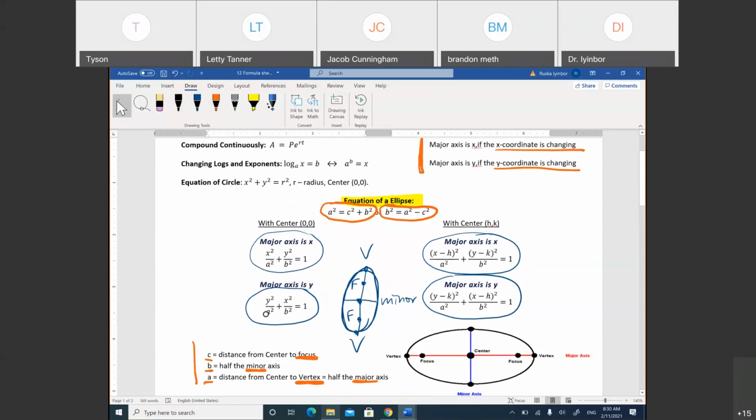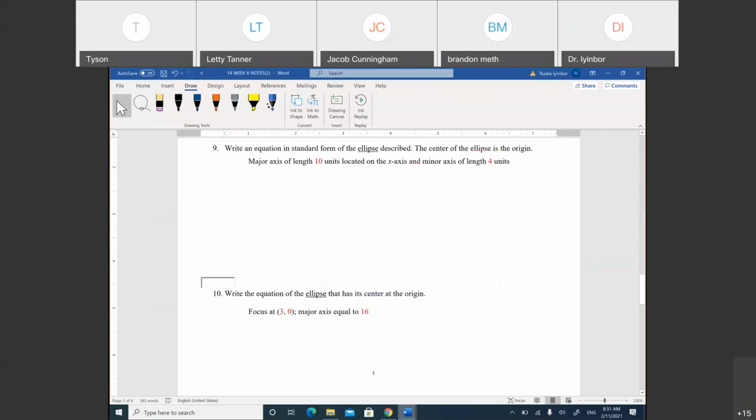And you have everything in this formula sheet. So when you do examples, you can just look at this formula sheet and get all the formulas, all the equations you need. So let's go ahead and start with number 9. Number 9 is find the equation of ellipse. The center is at the origin, right? So that means the center is 0, 0.